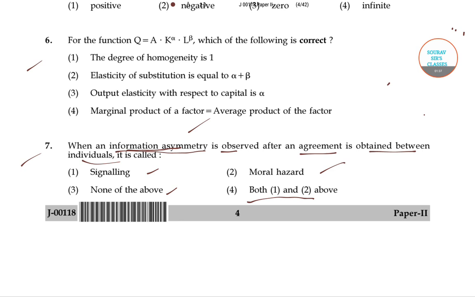So what is signaling? Signaling is also a part of contract theory, where one party credibly conveys some information about itself to another party. And finally we will come to moral hazard. So what is the concept of moral hazard?